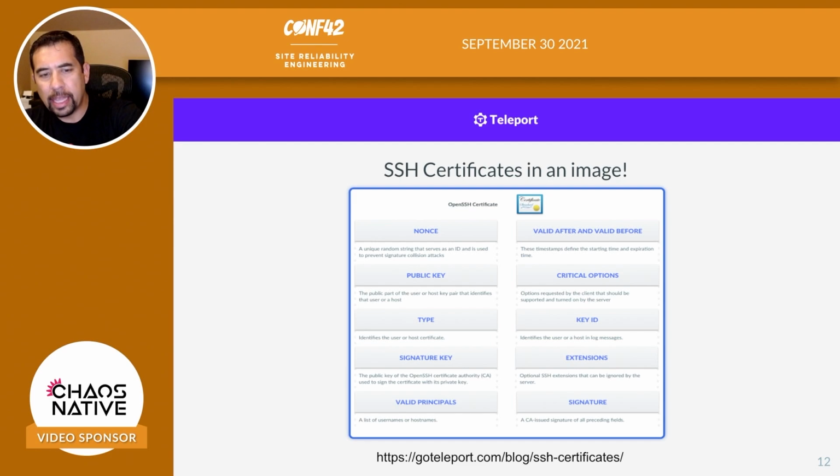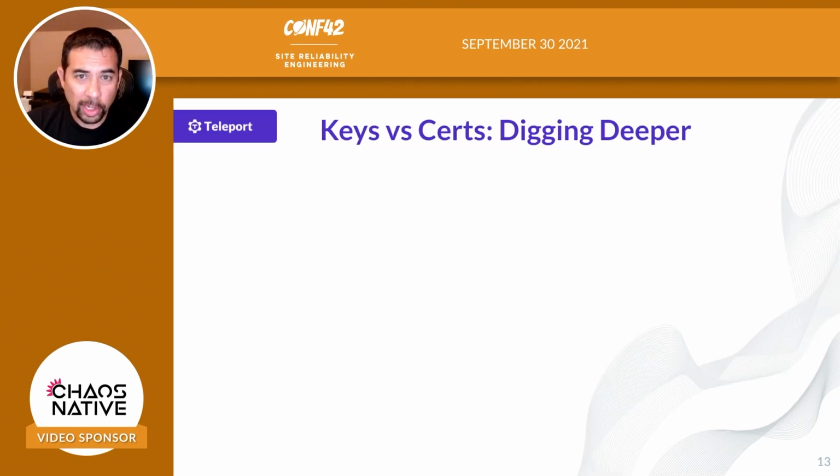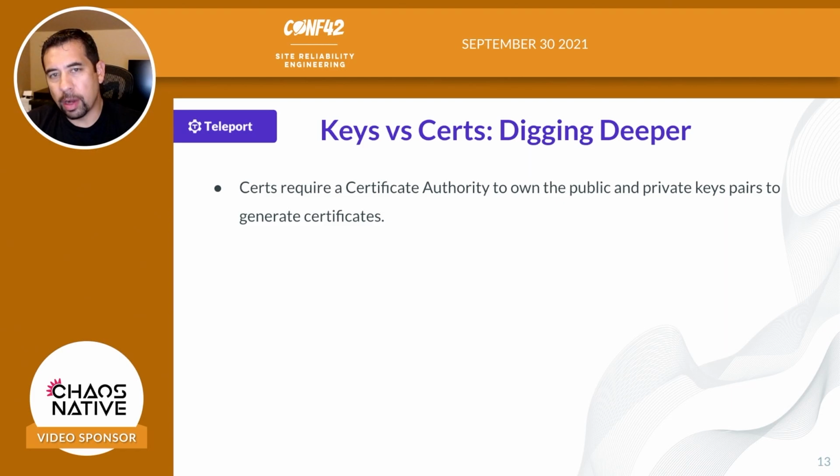I have a link there to a blog where we talk about this a little bit more in detail so you can see some of that. So let's dig a little bit deeper on this. We're going to start peeling the layers back and walk you through how we're building this out. Then we're going to jump into a quick demo and show how you can do this today. Certificates require a certificate authority to own the public-private key pairs to generate those certificates.